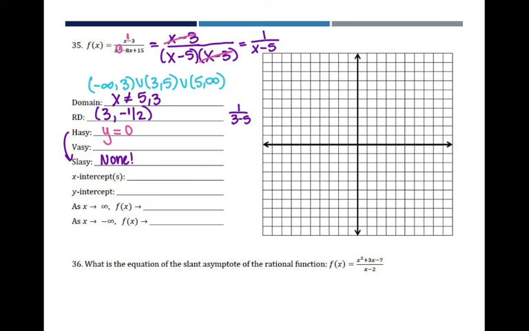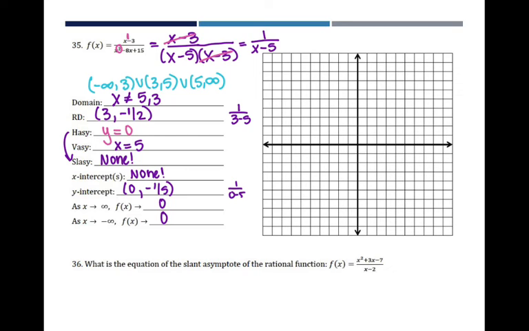For my vertical asymptote, that's going to be at x equals 5. X-intercept comes from the numerator. This one doesn't have any more factors in the numerator, so we actually don't have any x-intercepts. Y-intercept comes from plugging in 0. So I have 1 over 0 minus 5, which is negative 1/5. And your HA should match your end behavior. So my HA is at 0, so that will be at 0.